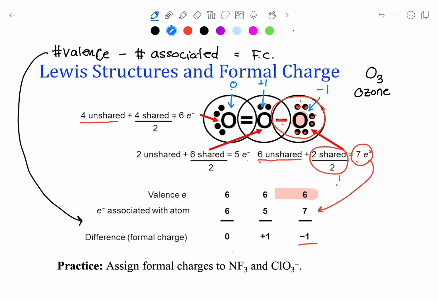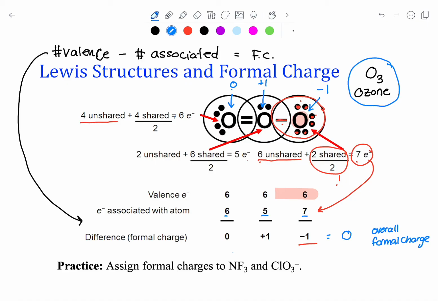Okay, so each of these oxygens has a different number of associated electrons, which we see here, because they have different numbers of bonds and lone pairs associated with them. So they have different formal charges. Overall, we can take these formal charges and sum them together. We take 0 plus 1 minus 1, and we get an overall formal charge of 0, which is the overall formal charge, which we also see on our molecule here. O3 doesn't have a charge on it.